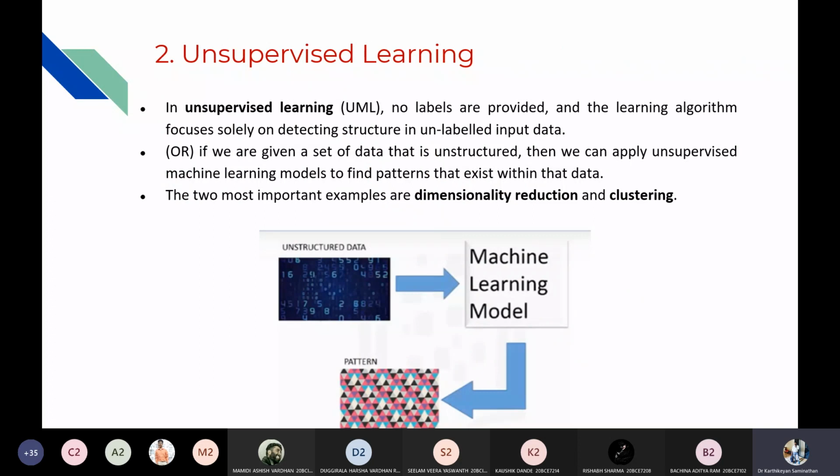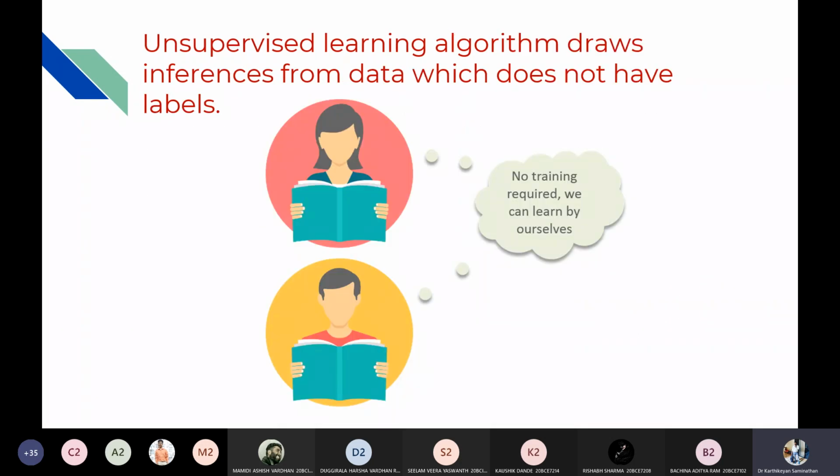The second one is unsupervised learning. Unsupervised learning, as we know, here there are no labels provided. In order to detect the structure, learning is happening without any labeled data, right? Here there are two types of examples given. One is dimensionality reduction, the second one is clustering, right? When unlabeled data is given, it will be given to the machine learning model. Then the machine learning model will predict the pattern. Here the prediction is happening based on past observations. That is what unsupervised learning is all about.